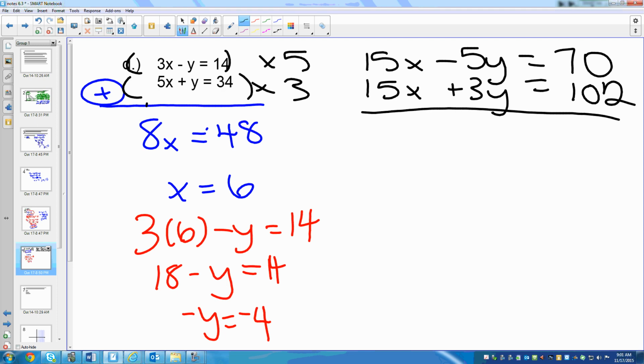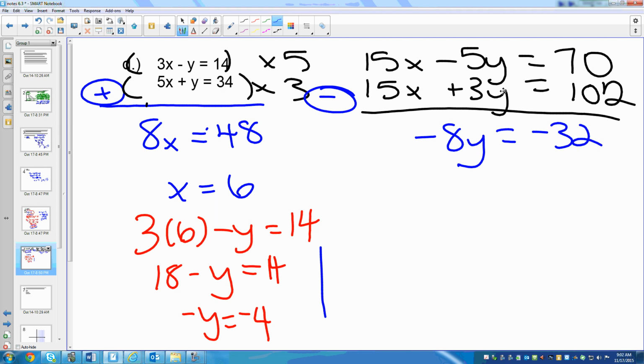So with elimination, you can either add or subtract. It depends on what the numbers are in front. So here, I'm going to use subtraction. So 15x minus 15x, no x's, right? Negative 5y minus 3y gives me negative 8y. 70 minus 102. So this is a big thing. You have to remember that this sign is here. So 70 minus 102 will give me negative 32.